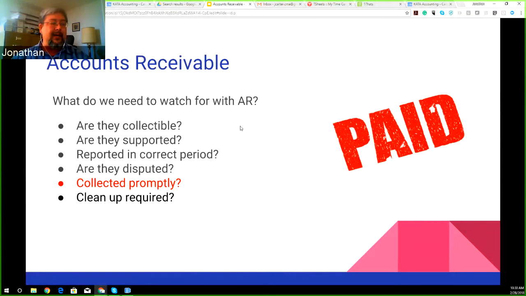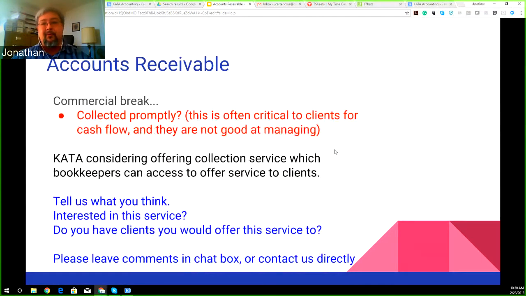Bob, anything to add about being collected promptly? No, I think it's pretty straightforward. Pretty straightforward, yeah. All right. So collections is very important when it comes to getting financing. If the client is really good at making sales but not good at collecting, it makes it more difficult for lenders to finance their operations.